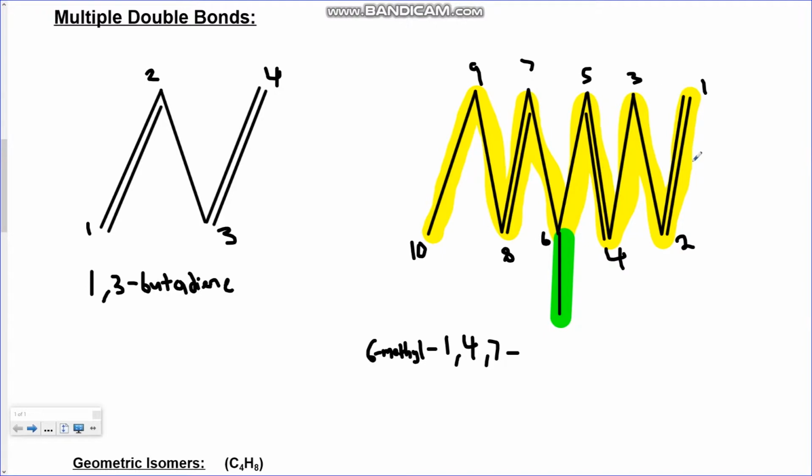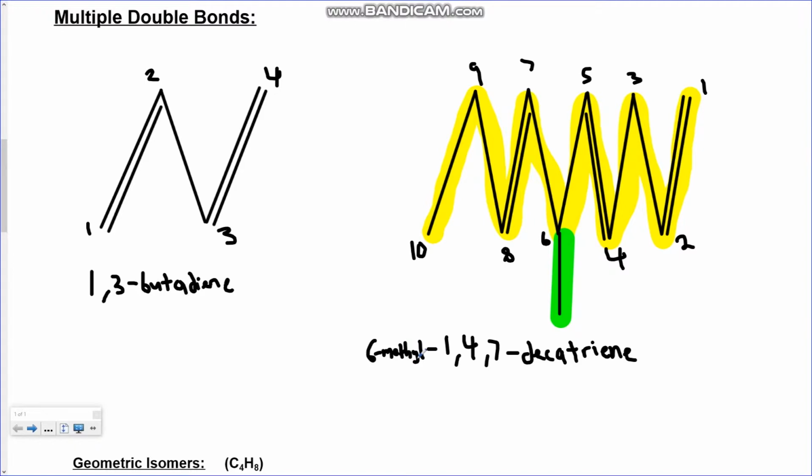We have 10 carbons right over here, so it'll be dec. And then remember, we need to add in the A right over here. And now, how many double bonds do we have? 1, 2, and 3. So it'll be decatriene.